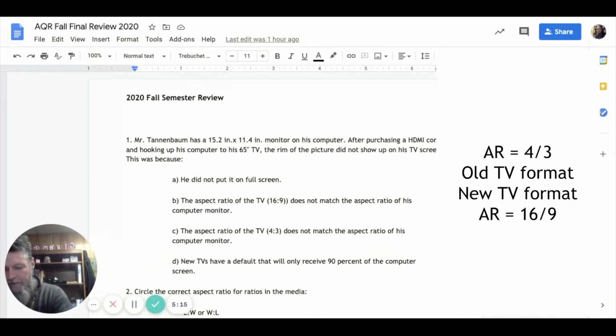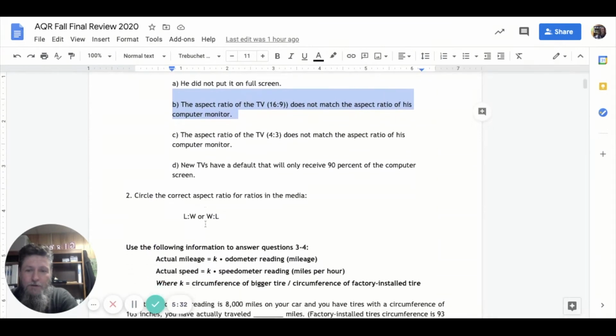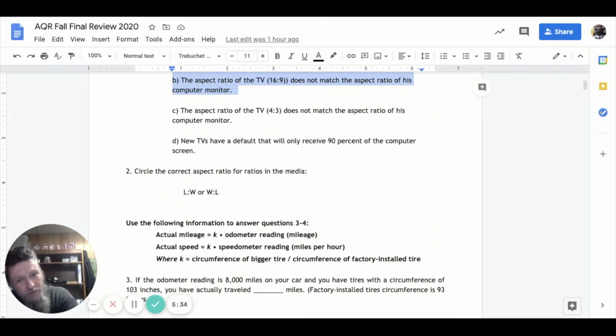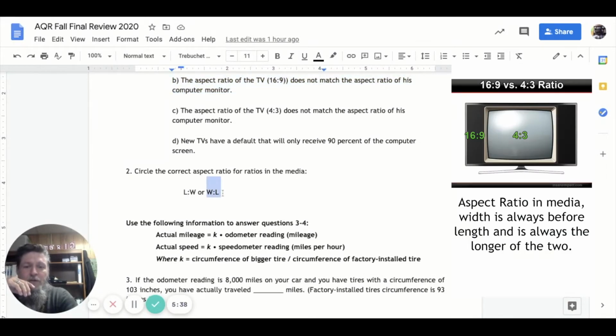Well, let's talk about that here real quick. We see that if it's a new TV, the aspect ratio of the TV is 16:9. It doesn't match the aspect ratio of this computer monitor. That is our answer. Okay? So let's move on to question 2. Circle the correct aspect ratio for ratios in the media. Guess what? We just described that width always comes before length.